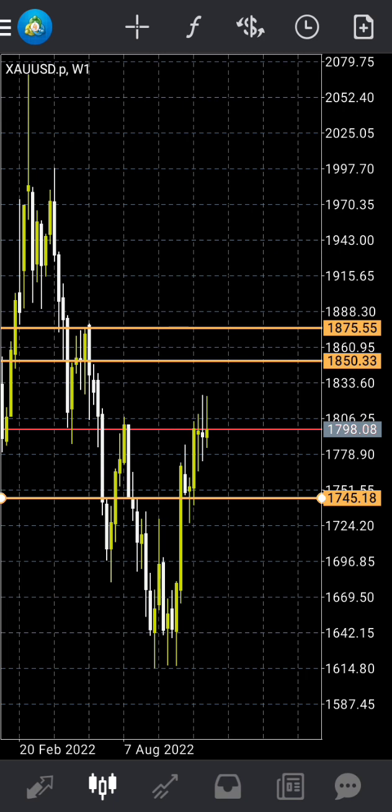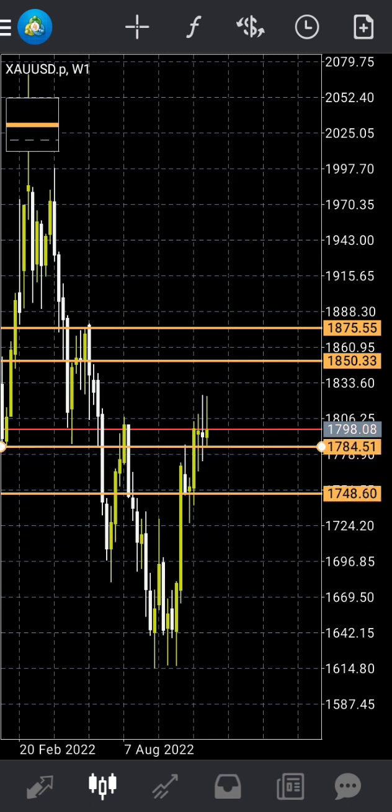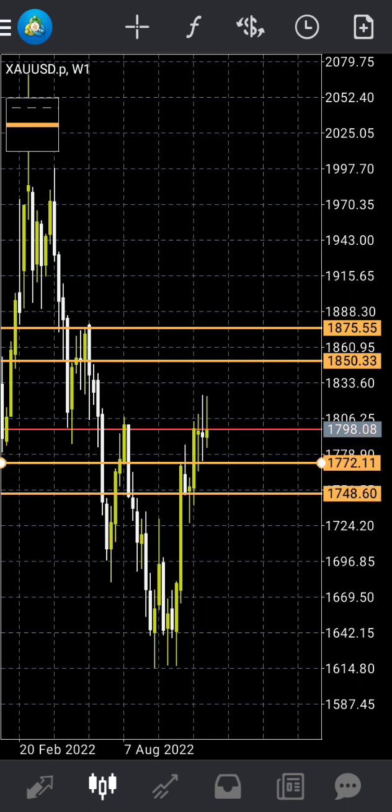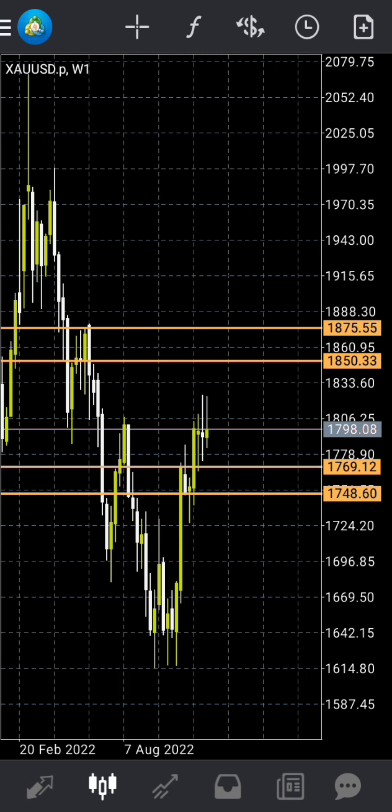Where is the buy zone? Will be somewhere around here. So this is a bullish engulfing zone for weekly. So the zone is big, I cut the zone into half. Okay, simple. And then this is my sell zone and buy zone.